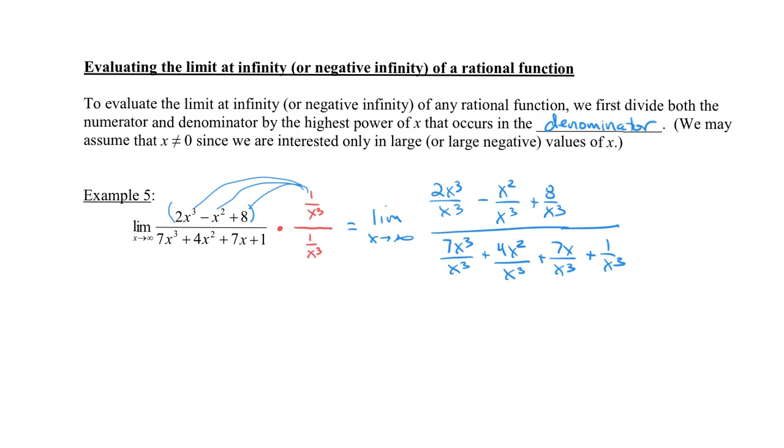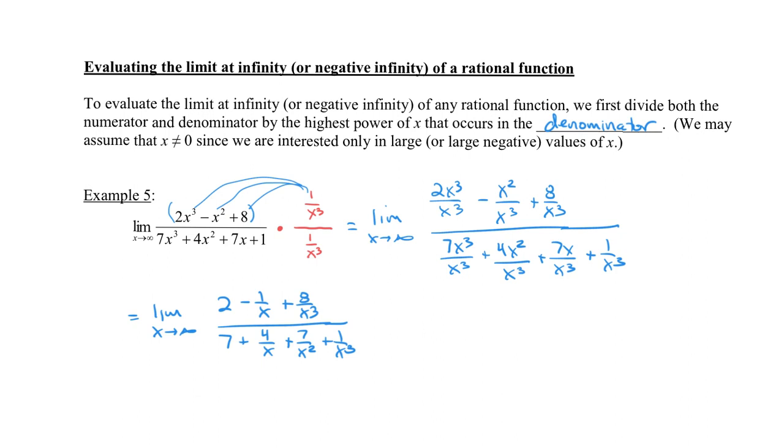So if we clean all these up, this becomes the limit as x approaches infinity of 2 minus 1 over x plus 8 over x cubed. Down here we get 7 plus 4 over x plus 7 over x squared plus 1 over x cubed. And normally I might not even show this step. I'm just showing it now because it's our first time. But usually, once you do a few of these, you'll sort of automatically go from here to here.